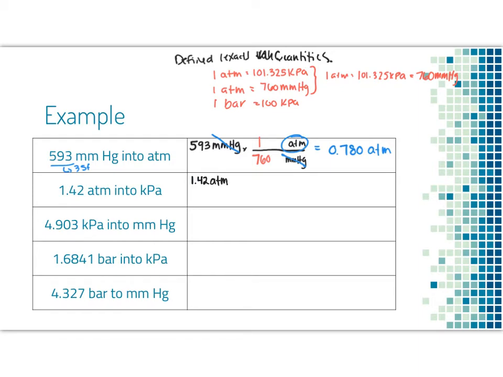1.42 atmospheres. We need to cancel atmospheres and convert to kPa. We're going to use our first conversion here. 1 atmosphere is equal to 101.325 kPa. Now it says on your periodic table, use 101. Just always use the exact values. You're going to get a more accurate answer. Atmospheres cancel. We multiply 1.42 by 101.325 and we get 144 kPa. Again, 3 significant figures.